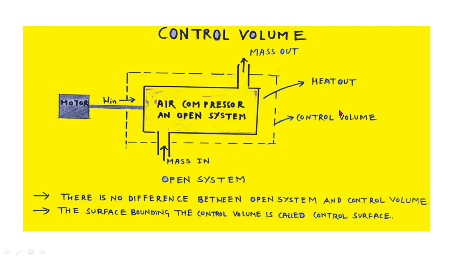Now let us note some important points. Friends, there is no difference between open system and control volume. That is, an open system can be treated as control volume. And the second point is that the surface bounding the control volume is called as the control surface.